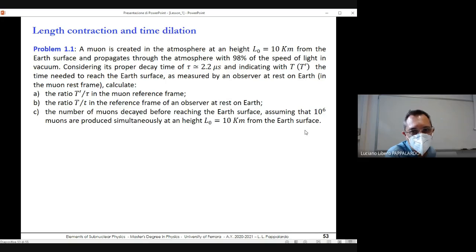Considering its proper decay time of 2.2 microseconds, and indicating with T and T prime the time needed to reach the Earth's surface as measured by an observer at rest on Earth or by the muon rest frame, we are asked to calculate the ratio T prime over tau in the muon reference frame, the ratio capital T over tau in the reference frame of an observer which is at rest on Earth, and then the last request is the number of muons which had decayed before reaching the Earth's surface, if one assumes that 1 million muons are produced simultaneously at 10 kilometers from the Earth's surface.